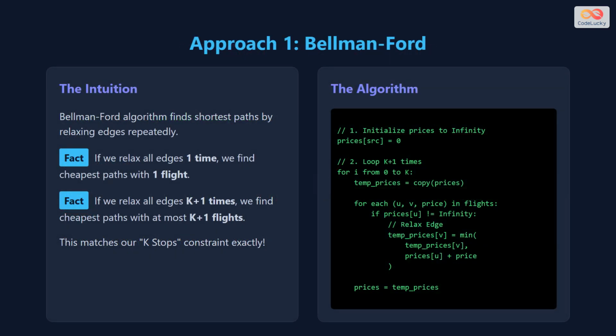This brings us to our first effective approach, the Bellman-Ford algorithm. This algorithm works by relaxing edges repeatedly. If we relax all edges once, we find the cheapest paths with 1 flight. If we repeat this k plus 1 times, we naturally find the cheapest paths with at most k plus 1 flights.